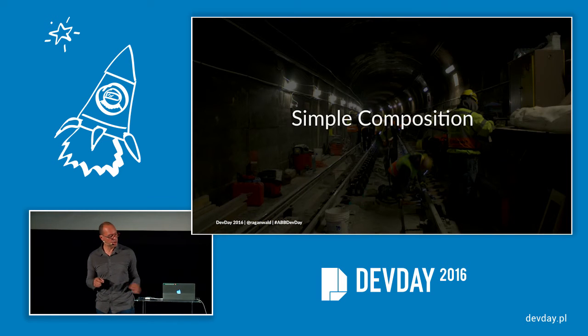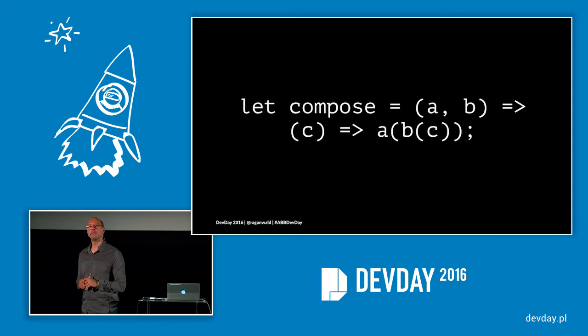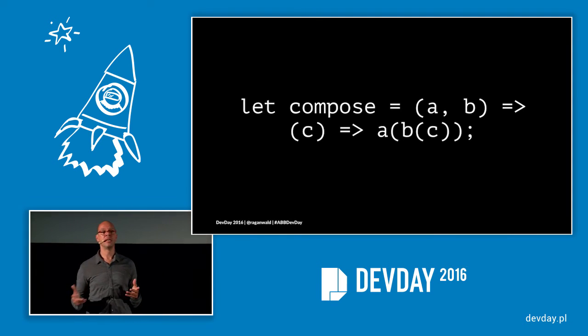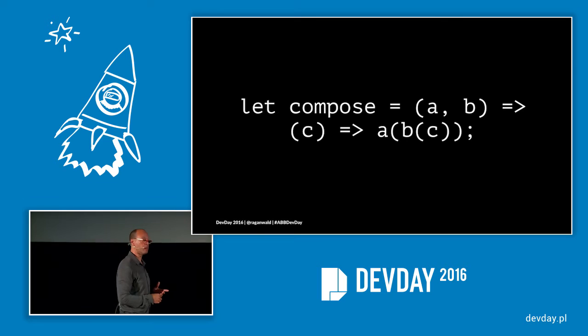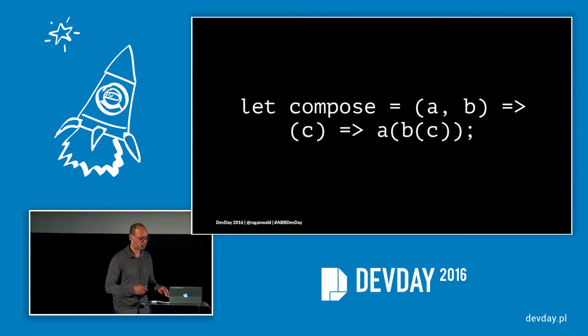Let's talk about simple composition. This is the compose function. It takes two functions and makes a new function that takes a value, passes it to the first one, and then takes the result and passes it to the second. It's a very common thing we do all the time. In expressions, if I say, what is 2 times some number plus 1, we're composing plus 1 with times 2.